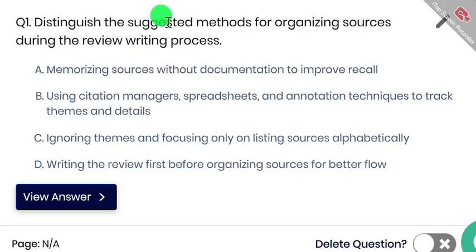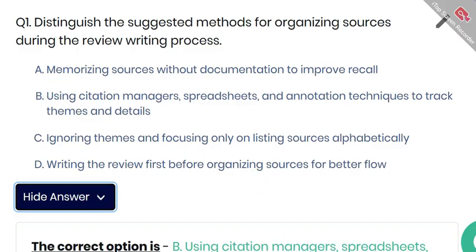Number one is distinguish the suggested methods for organizing sources during the review writing process. A is memorizing sources without documentation to improve recall, B is using citation manager, spreadsheet, and annotation techniques to track themes and details, C is ignoring themes and focusing only on listing sources alphabetically, and D is writing the review first before organizing sources for better flow. If you just focus, then you will see that B is the right option. Let's see the right option, and that is B.